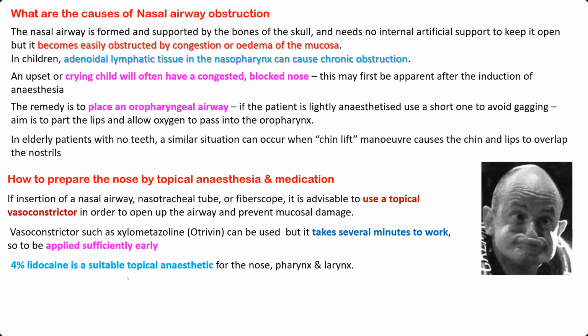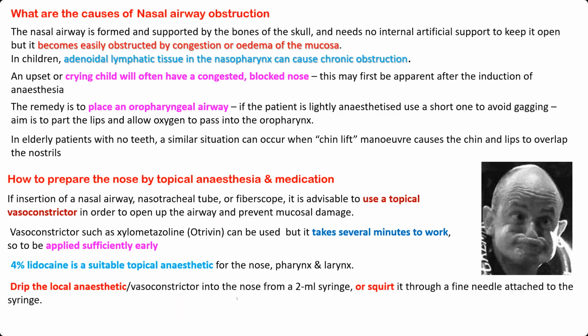Then 4% lidocaine is a suitable topical anesthetic for the nose, pharynx and larynx. You can use the technique of dripping the local anesthetic directly with a 2 ml syringe or through a fine needle attached to it. But what is the modern method of anesthetizing the mucosa in a uniform way?